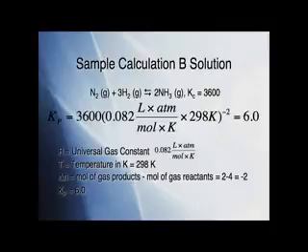So Kp here is equal to 6. So be very aware when you use this equation to make sure when you calculate delta n, it's the sum of the stoichiometric coefficients from the balanced equation of gaseous products minus the sum of the stoichiometric coefficients from the balanced equation of the gaseous reactants.